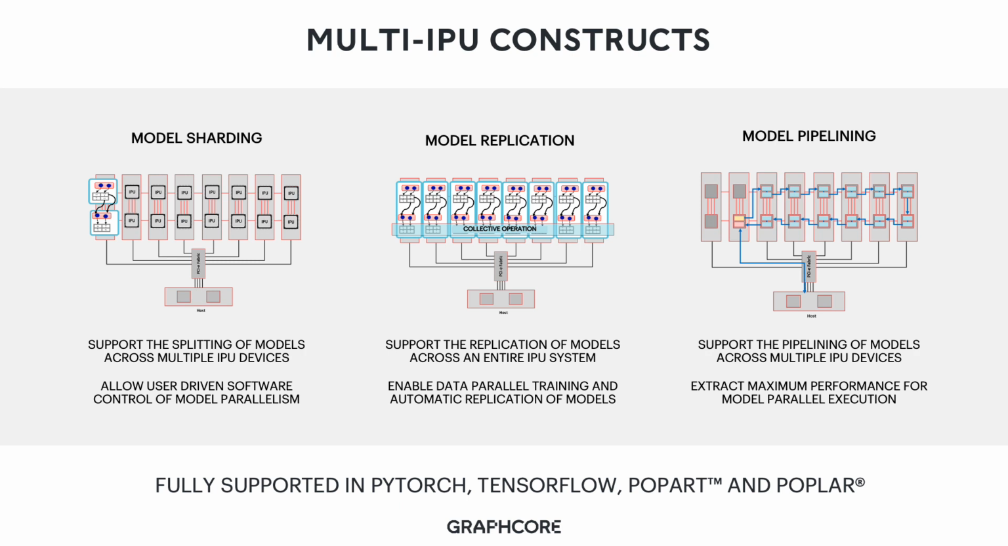Along with our POPLAR SDK, we also have other key software constructs. Most importantly, our ability to target multiple IPU devices from applications. This is split into three parts. Firstly, model sharding. Model sharding supports the splitting of models across multiple IPU devices. In the diagram here, you can see two IPU devices being used to implement a single model with communication between the IPU devices themselves forming part of the model. This allows user-driven software control of model parallelism.